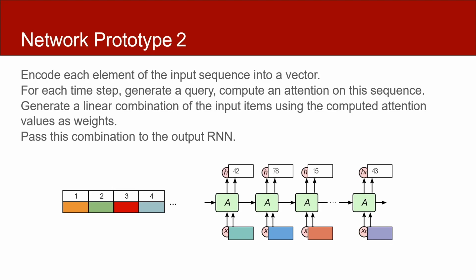So now we have our new network architecture. We encode each element of the input into a vector, and for each time step we generate a query, we compute the scores, we combine them and get the context vector, and then we feed this context vector to the decoder RNN.